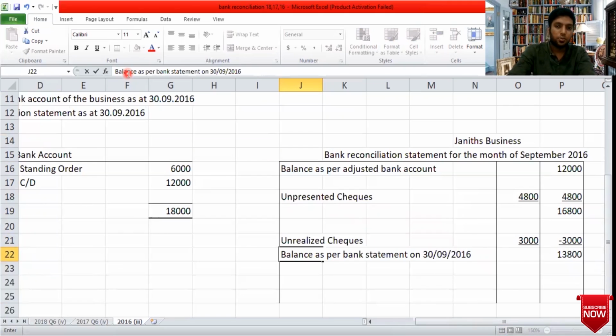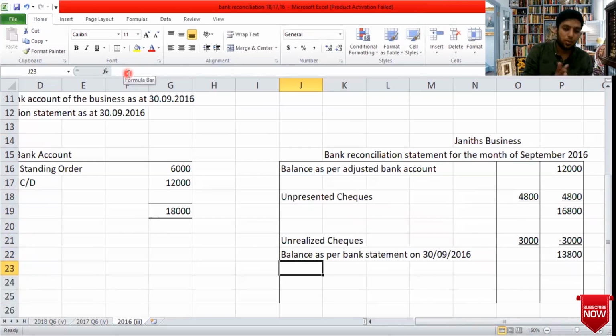So that's all guys for today. We have done the bank reconciliation statement. I hope you guys understood well.